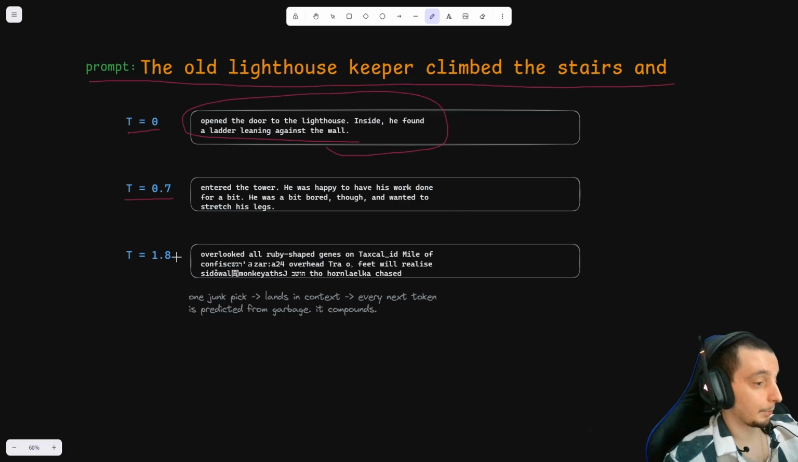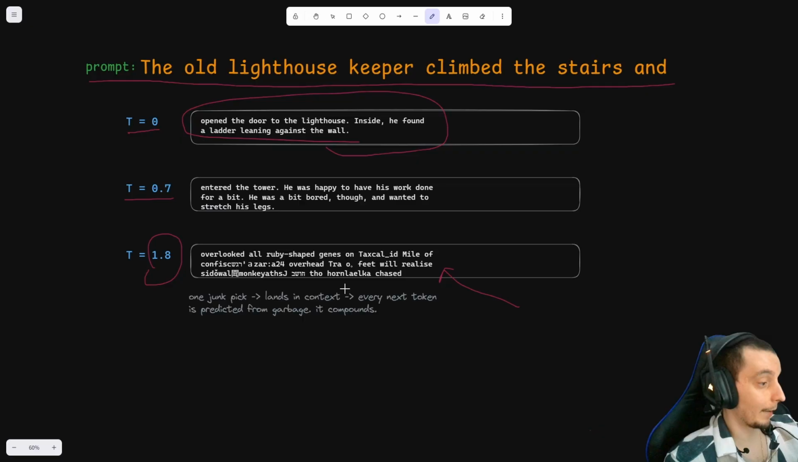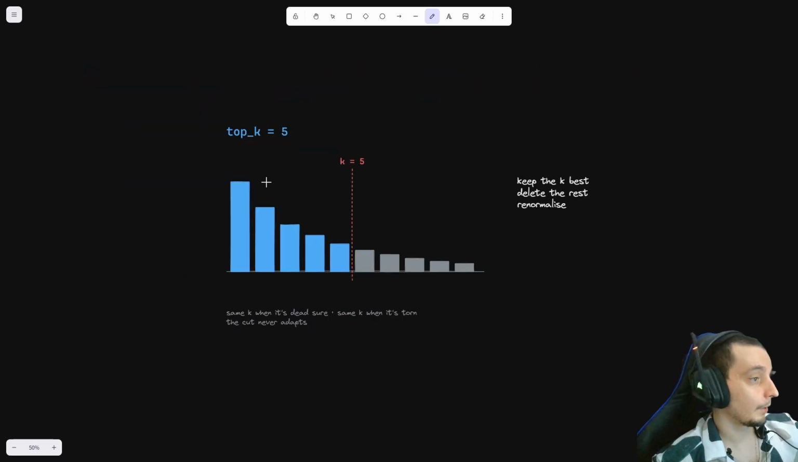And the most interesting part is when we pass a really high temperature value like 1.8, because as you can see, the answer is some gibberish. Now, since we have flattened the list, we have increased the chances of some junk token to be selected. And once it is selected, everything else then is built from it. It compounds.